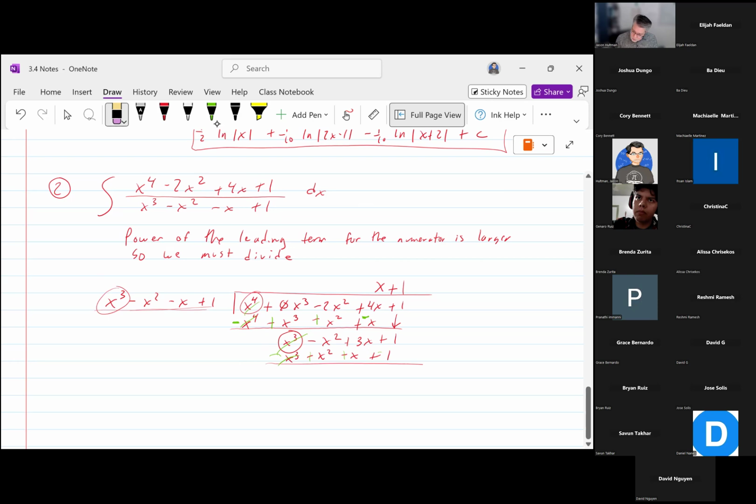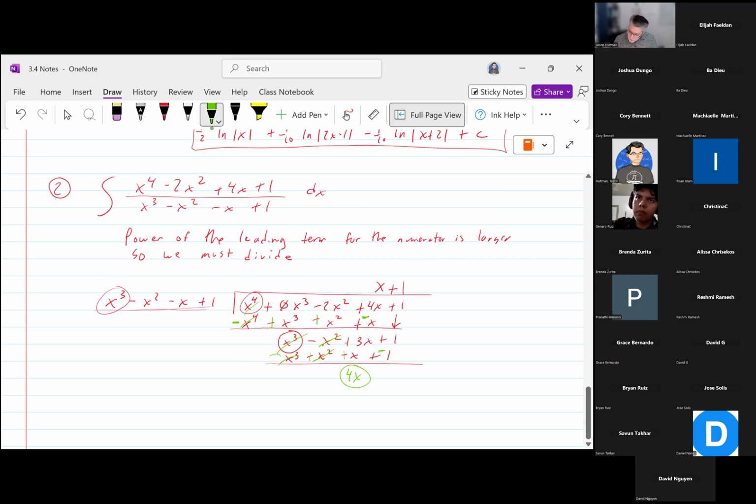Okay, get rid of the 0 for right now. Canceling those guys out. We actually end up canceling these guys out too, which is kind of nice. And we get 3x plus x, which is 4x. And then we get plus 1 minus 1, which is 0. So my remainder is 4x.